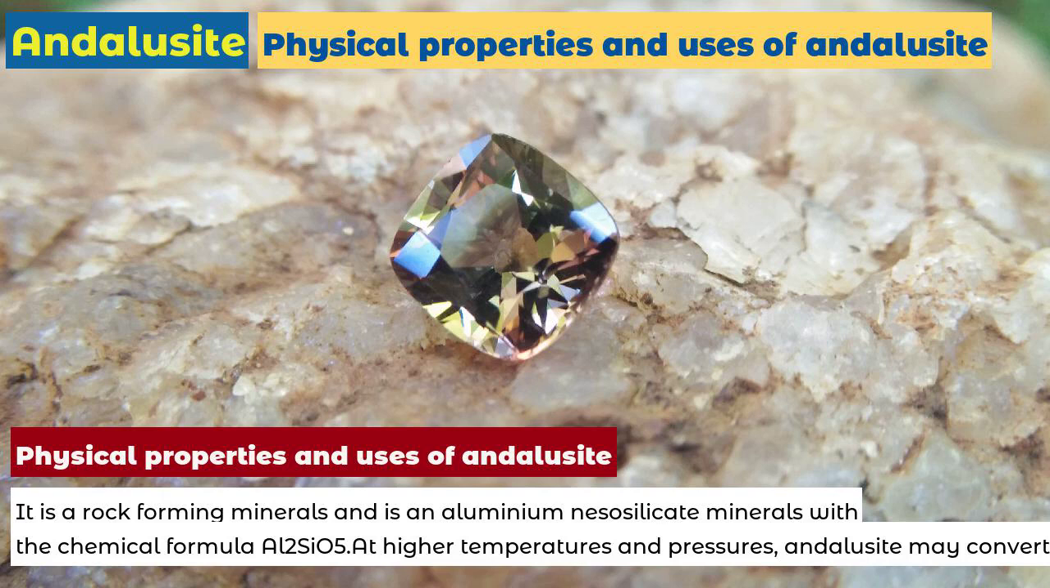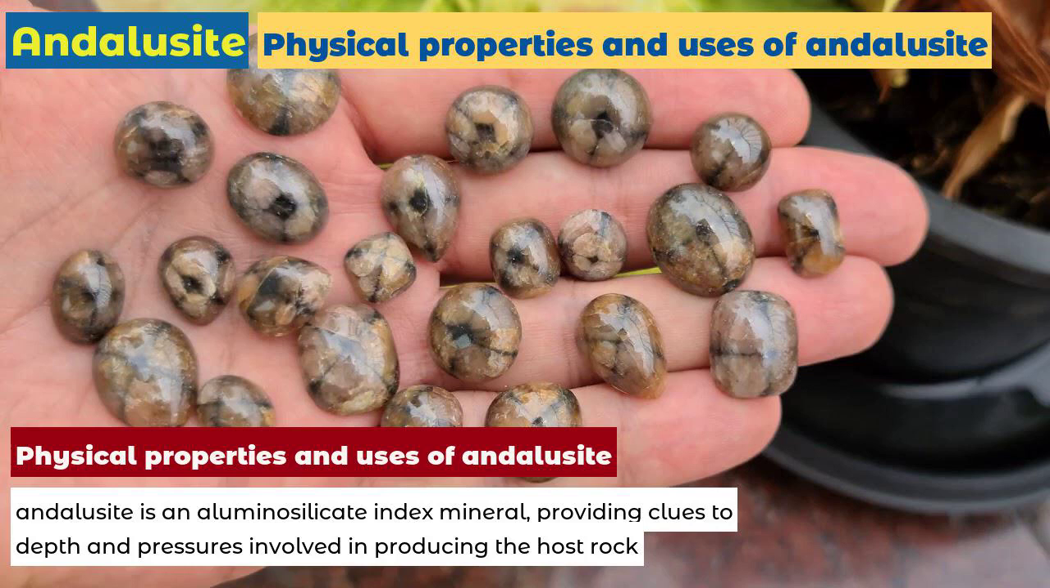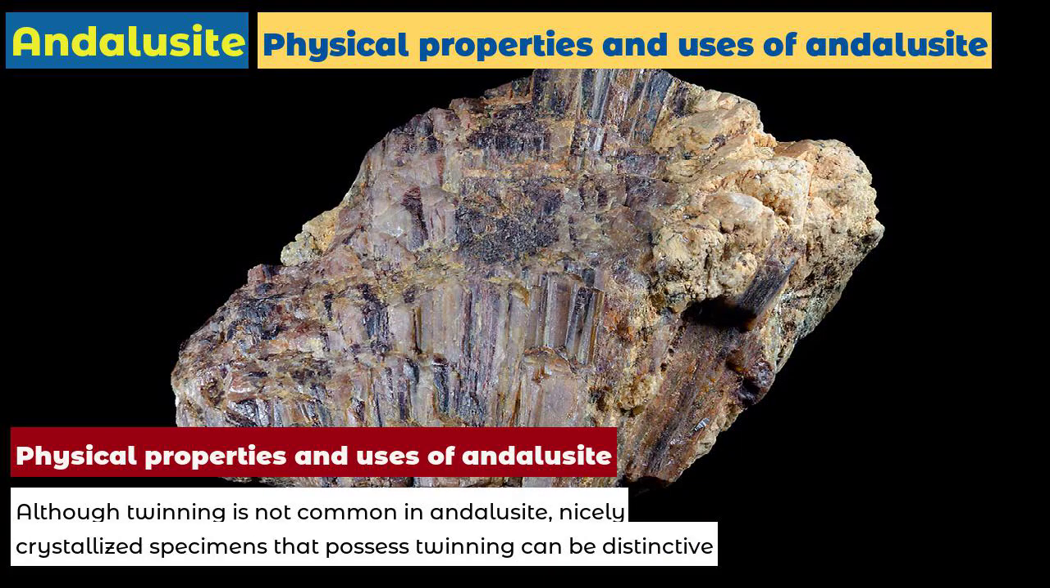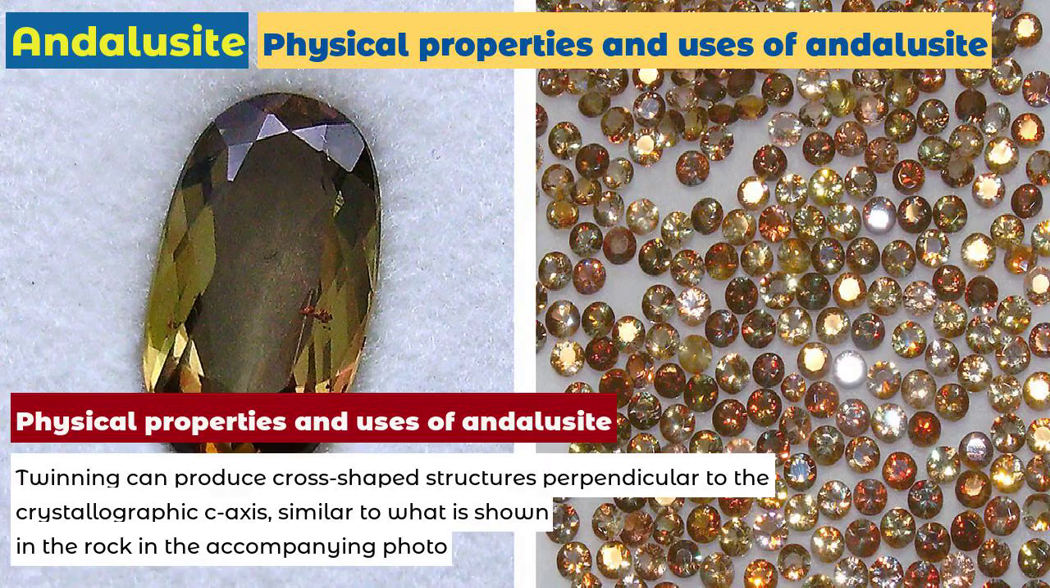At higher temperatures and pressures, Andalusite may convert to sillimanite. Andalusite is an aluminosilicate index mineral, providing clues to depth and pressures involved in producing the host rock. Although twinning is not common in Andalusite, nicely crystallized specimens that possess twinning can be distinctive. Twinning can produce cross-shaped structures perpendicular to the crystallographic C-axis, similar to what is shown in the rock in the accompanying photo.